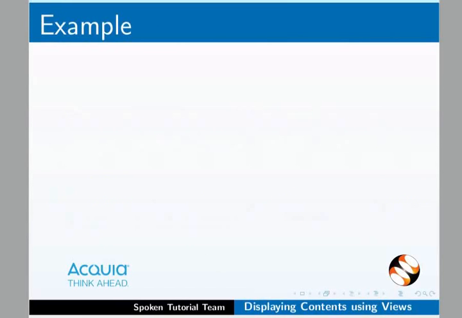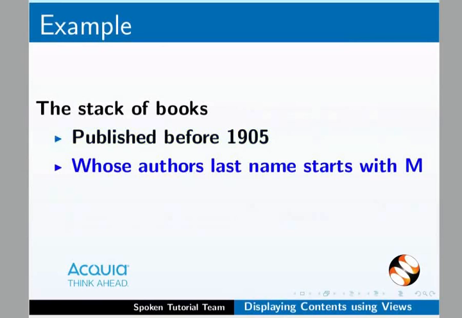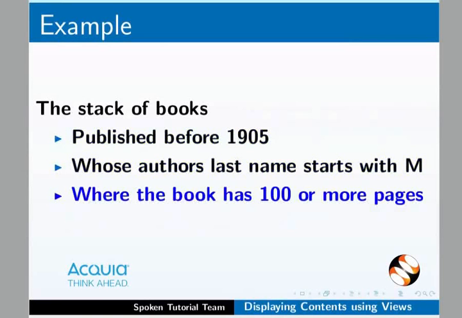For example, if you go to a library and ask the librarian for a stack of books with the following criteria: published before 1905, whose author's last name starts with M, where the book has 100 or more pages, and the covers are red, you will be sent out of the library for asking that. But in Drupal, it can be done very easily with views.